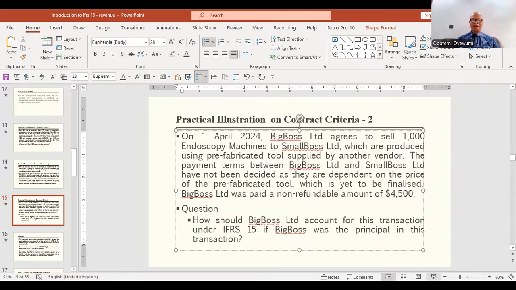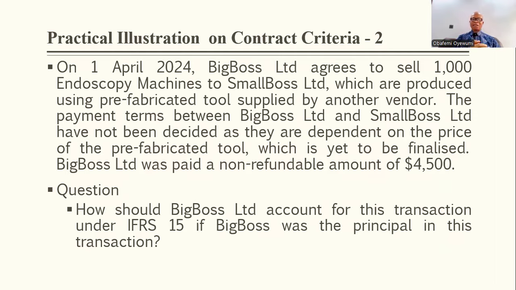So, to sell endoscopy machines to Small Boss, which are produced using a prefabricated tool supplied by another vendor. The payment terms between Big Boss and Small Boss Limited have not been decided, as they are dependent on the price of the prefabricated tool, which is yet to be finalized. Big Boss Limited was paid a non-refundable amount of $4,500. Now, ordinarily, one would have probably thought that, having committed themselves to the payment of $4,500, the contract has been established and is ready for execution.